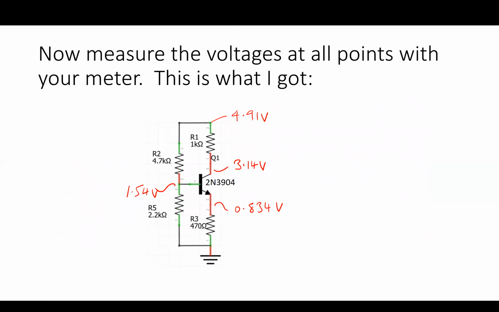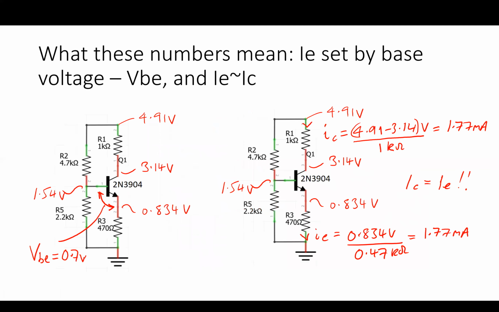Okay, I made this circuit and I applied power, and then I just put one of my voltmeter leads on the ground and measured the voltage at all these points. So across this emitter resistor, I got this 0.8 volts. I had about 3 volts at the collector here. I had about 5 volts, of course, as I knew up here, and about 1.5 volts on the base. We can actually deduce quite a bit from these measurements, so let's go ahead and do that.